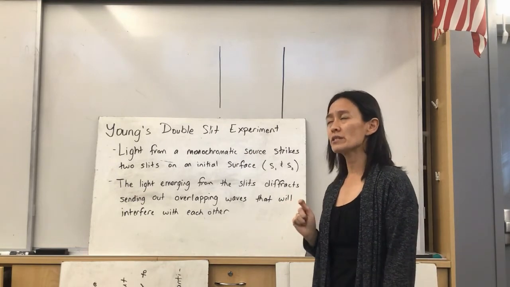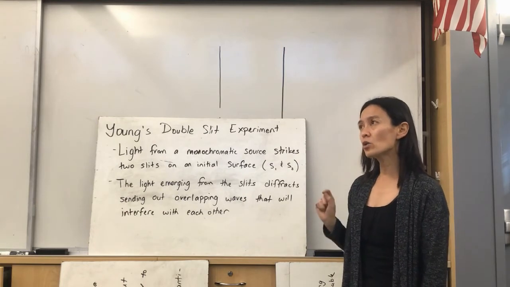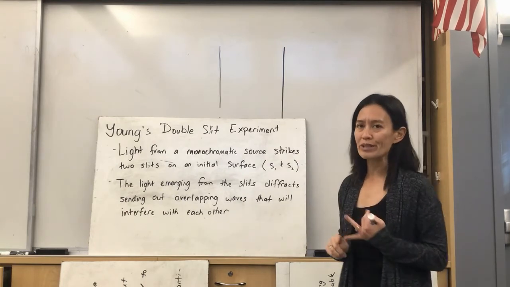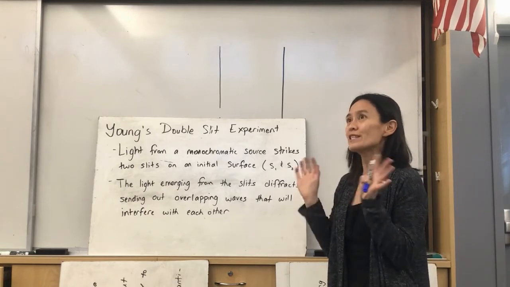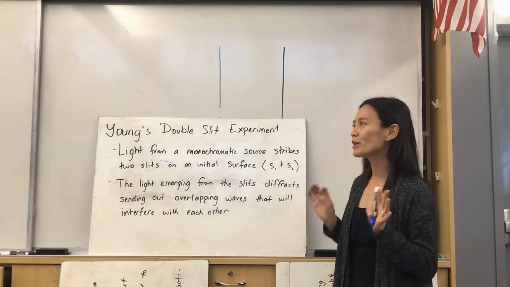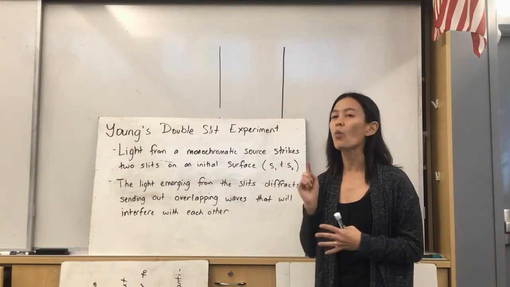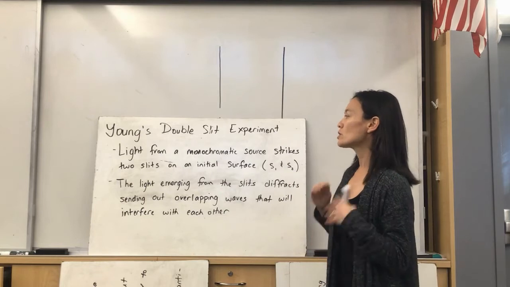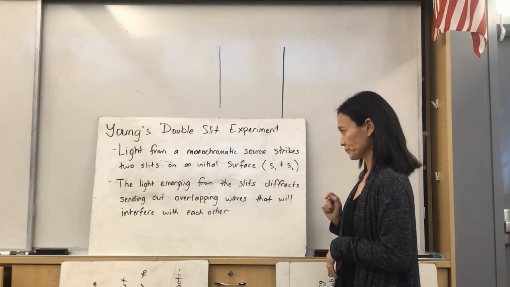When you come back in class, we will talk about what happens when you use non-single wavelength light, not just a red laser or a green laser or a blue laser. What happens if you do this with white light? It's amazing, and we'll talk about that when we get back in class. But first, let's make it a little easier and look at the original experiment which just dealt with one frequency of light. So this light from a monochromatic source strikes two slits on an initial surface, S1 and S2.